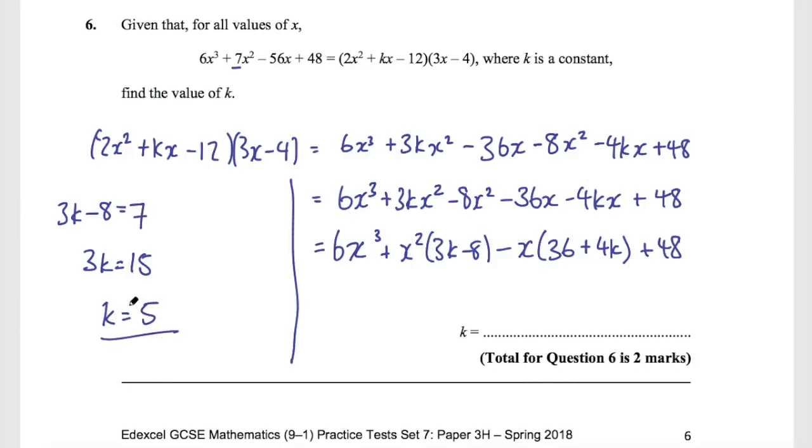And you can check that by substituting it into this one. So 36 plus 4 times 5, that's 36 plus 20, which is 56, which matches up with this coefficient here. So in this problem, k must equal 5.